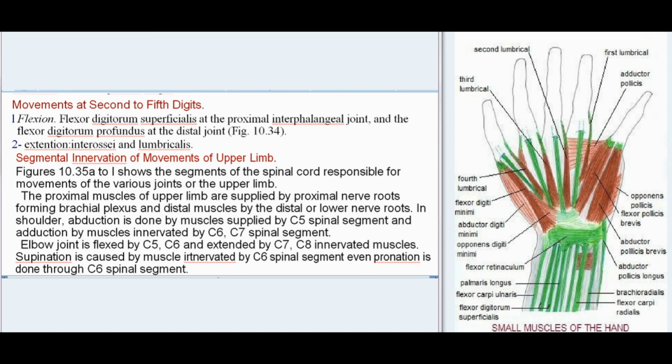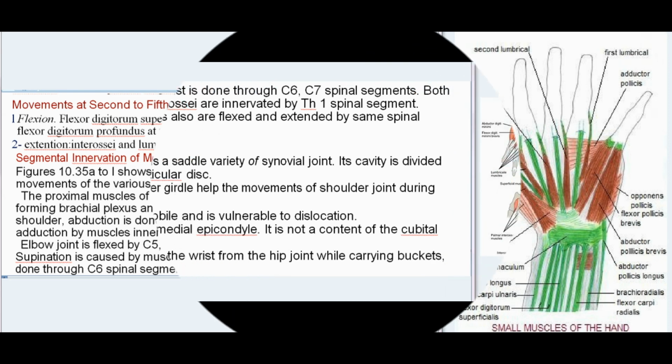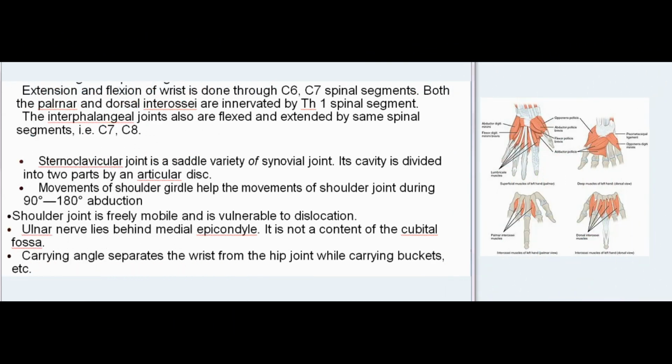Supination is caused by muscle innervated by C6 spinal segment. Even pronation is done through C6 spinal segment. Extension and flexion of wrist is done through C6, C7 spinal segments. Both the palmar and dorsal interossei are innervated by T1 spinal segment. The interphalangeal joints also are flexed and extended by same spinal segments, i.e. C7, C8. Sternoclavicular joint is a saddle variety of synovial joint.